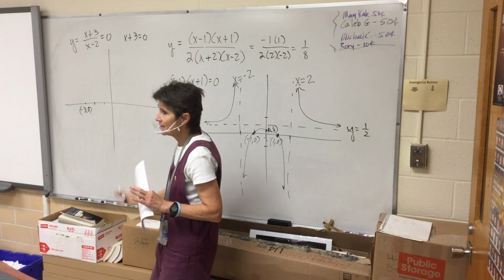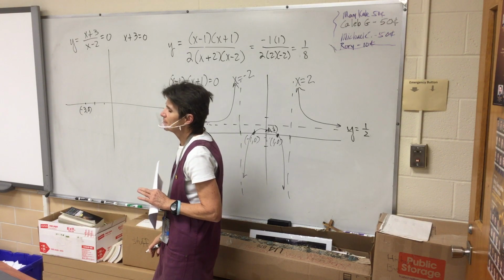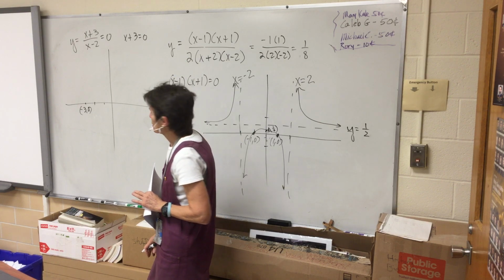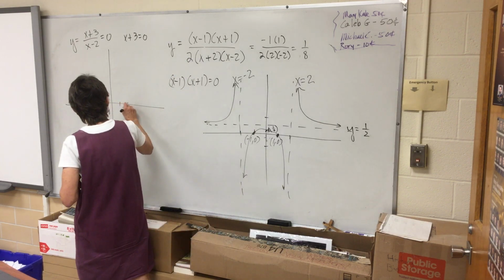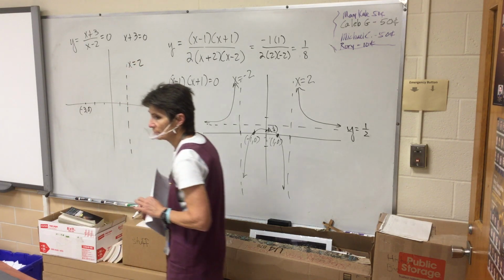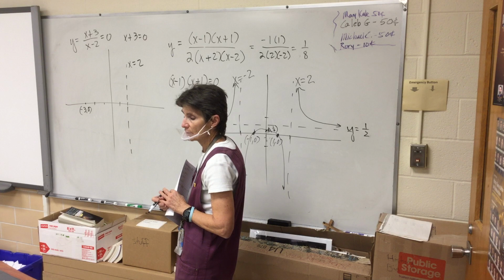Where does the cannot be come from? The bottom. Kids, it's the denominator that can't be 0. So I'm going to have a vertical asymptote at 2. Right?